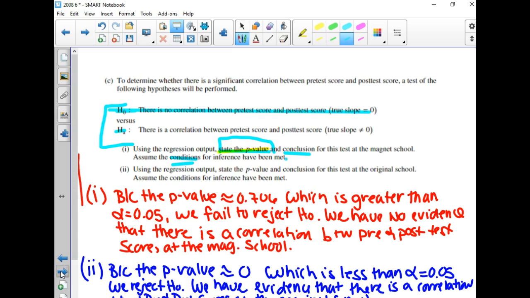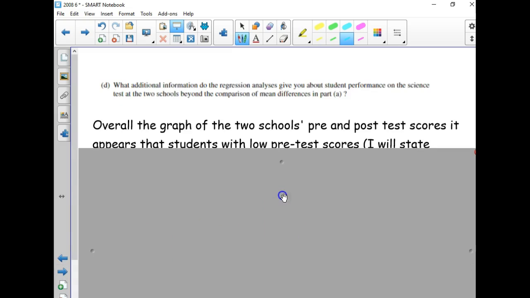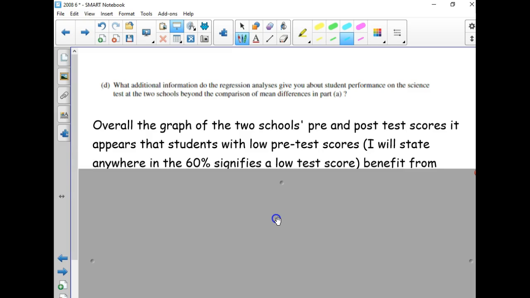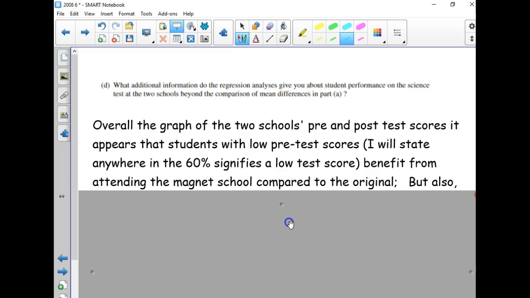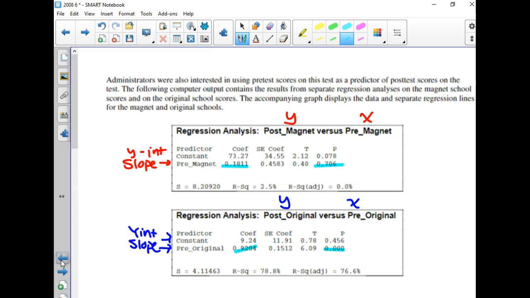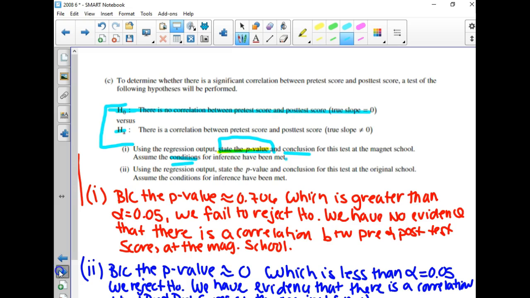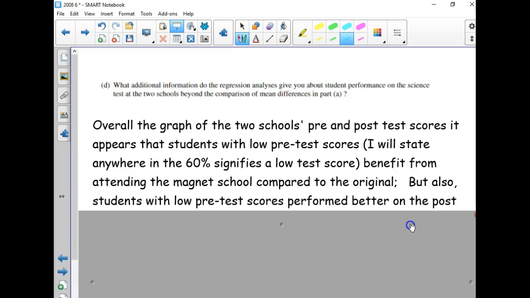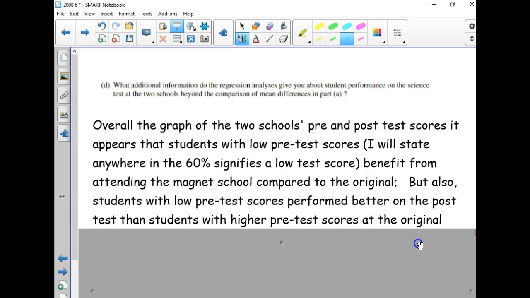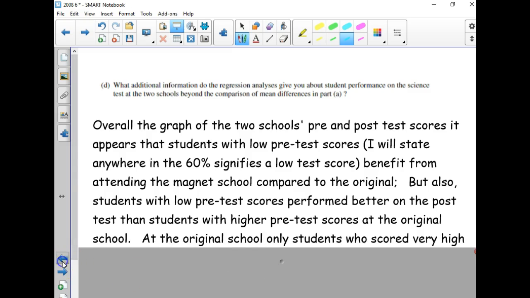How did I sum this up? I summed this up nicely by stating, overall, the two schools' pretest and post scores, it appears that the students with low pretest scores, I will state anywhere in the 60s signifies a low test score, they benefit from attending the magnet school compared to the original. So again, I am stating here that these people with the low test scores, they benefit by going to the magnet school, okay? Next, what do I say? But also, students with low pretest scores performed better on the post-test than students with higher pretest scores at the original school. And you can see that again.